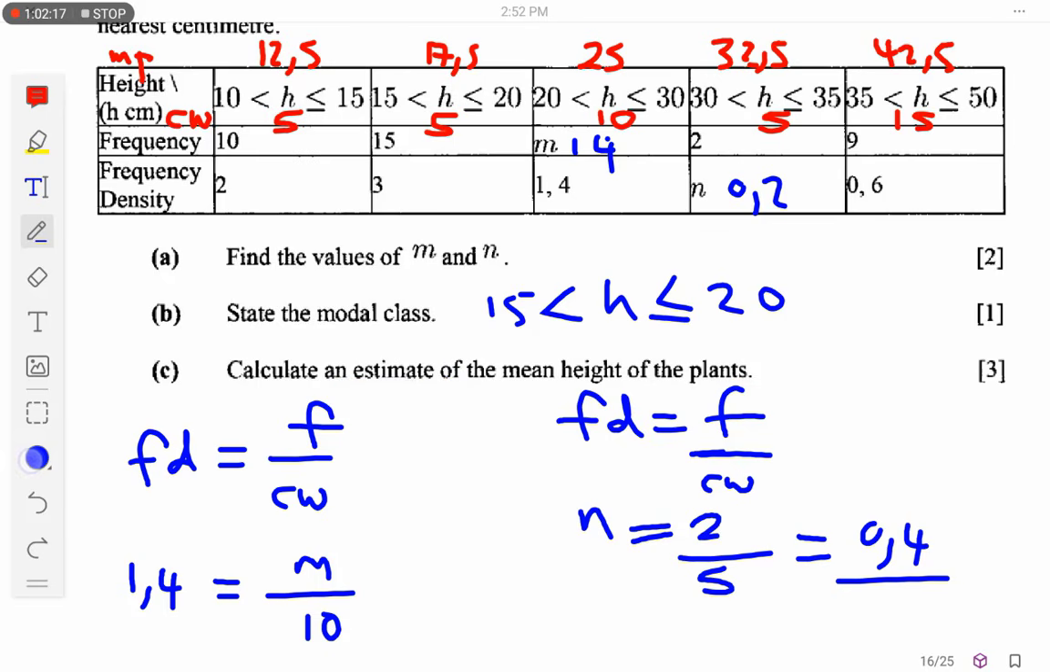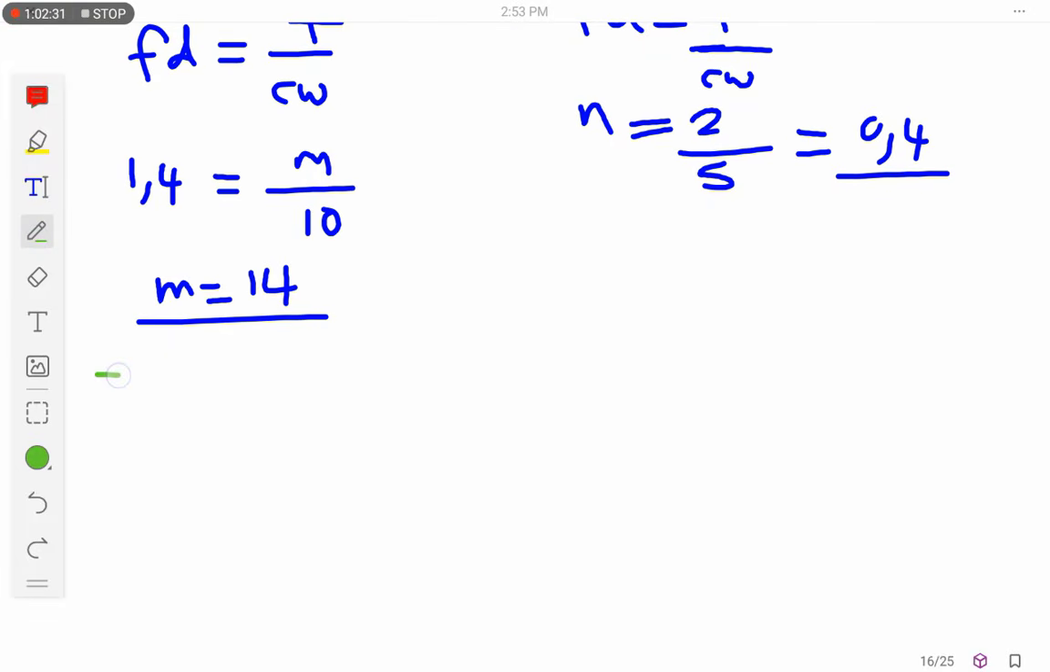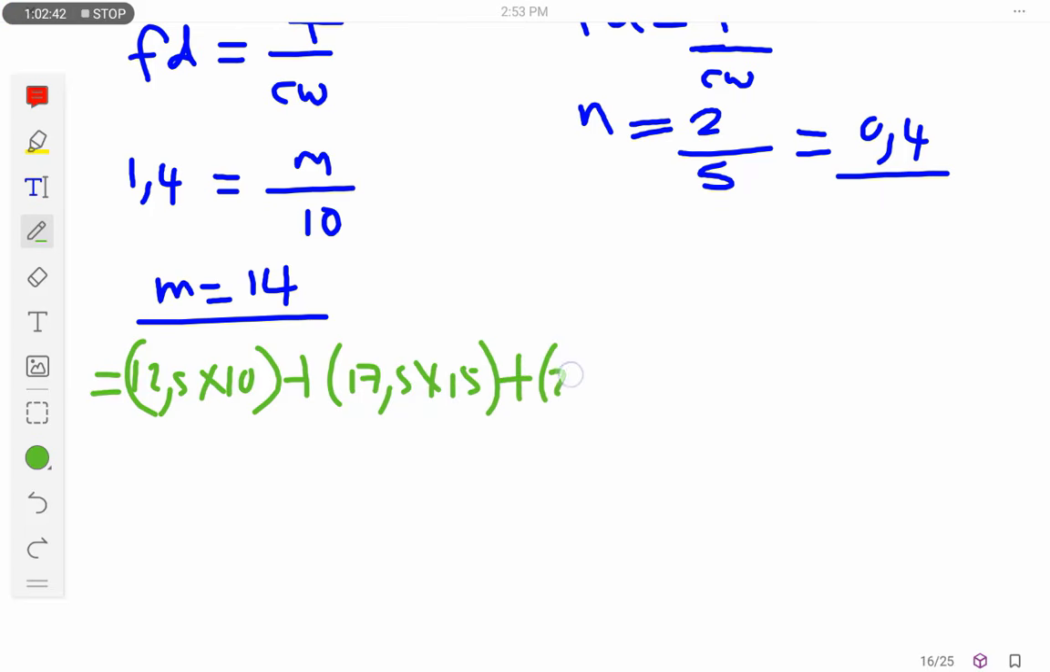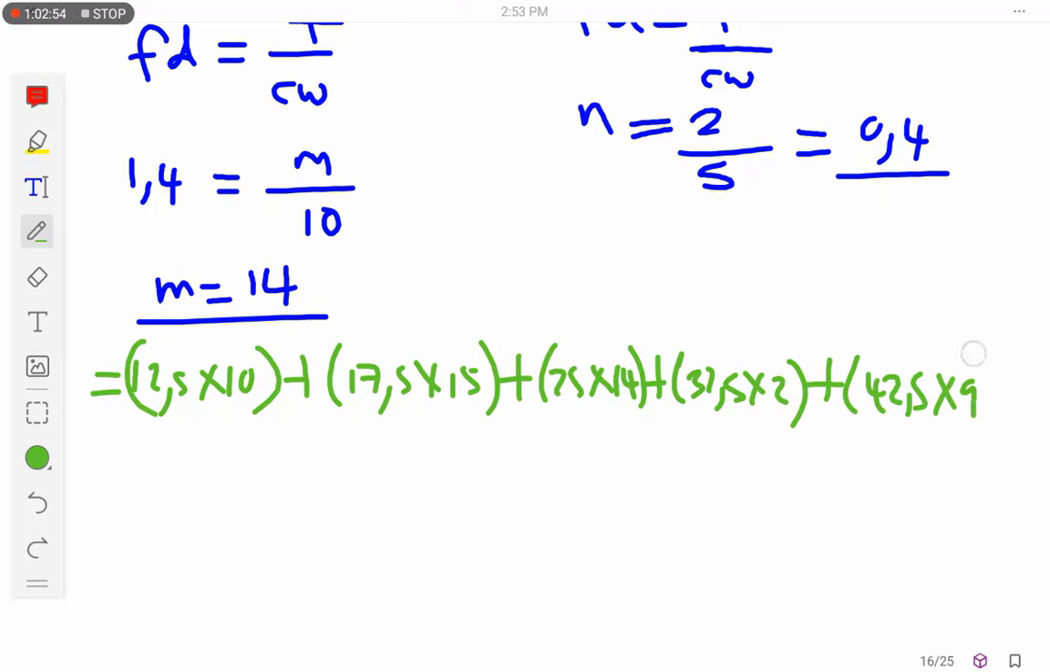So for the mean now, we are going to be using the midpoints, and we multiply with our frequency. We add midpoint times frequency and so on. Let's do that. So we are going to get mean is equal to 12.5 times 10 for the first one, plus 17.5 times 15 for the second one, plus 25 times 14, plus 32.5 times 2, and lastly plus 42.5 times 9, and we divide by the total number of students there.